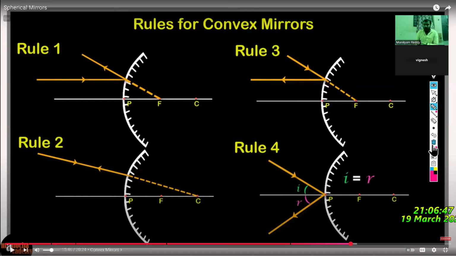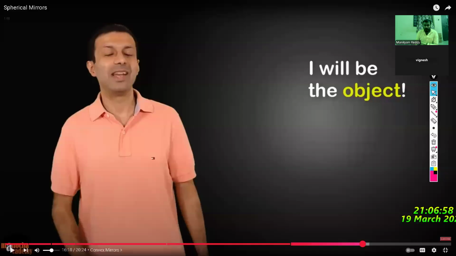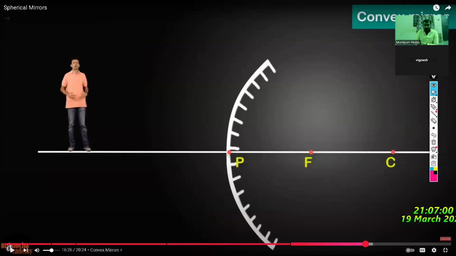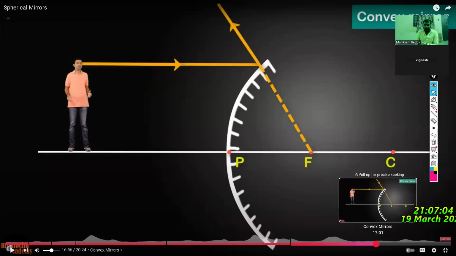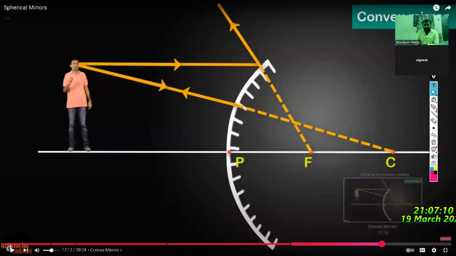Okay, this is the rule 4. Now, ray diagrams we have to do for this. Okay. Object is here, this is the pole, focal point and center of curvature. Okay, see, a parallel ray is released. It is meeting at the focal point. One more ray is released. That is reflecting back.